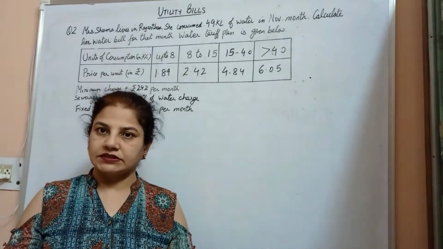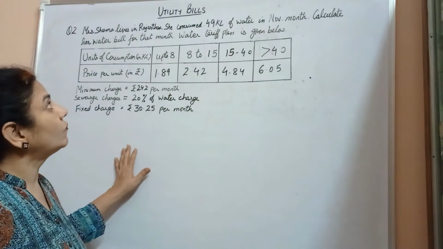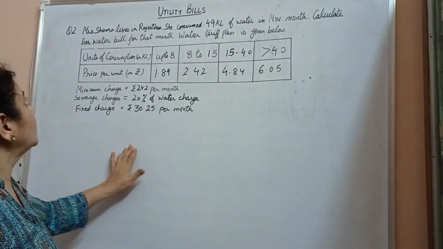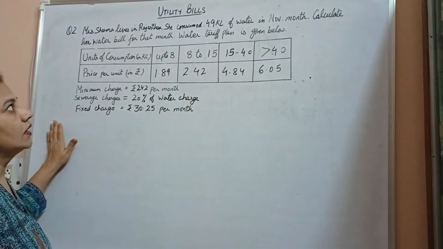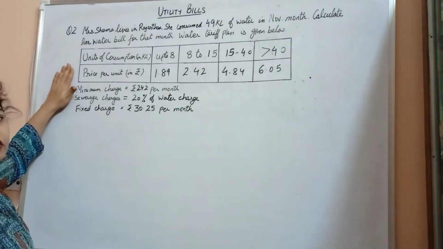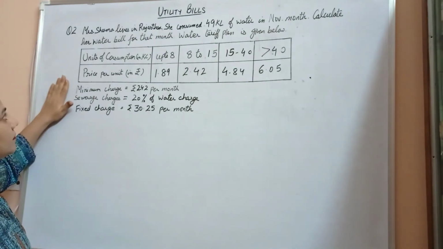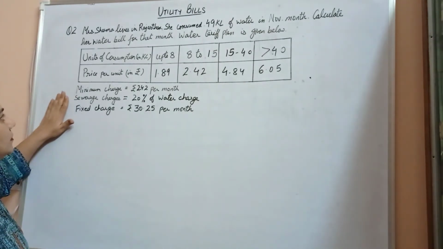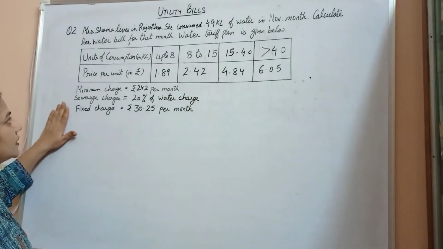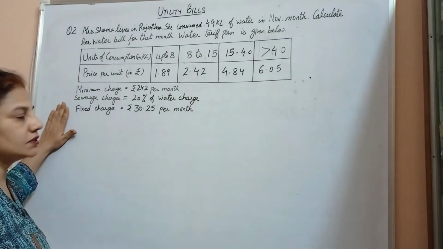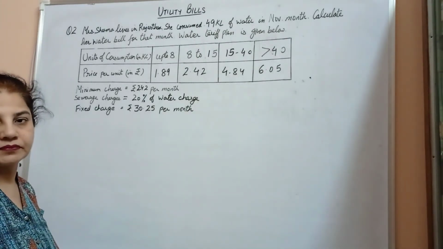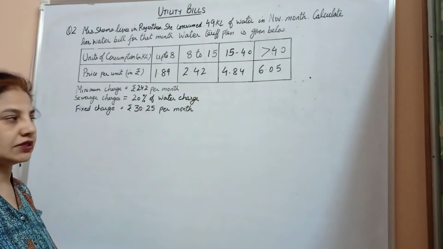Mrs. Sharma lives in Rajasthan. She consumed 49 kiloliters of water in the month of November. Calculate her water bill for that month. The water tariff plan is given to us: unit of consumption in kiloliters, price per unit in rupees. Minimum charge is 242 rupees per month. Sewerage charges are 20% of the water charge and fixed charges are 30 rupees 25 paisa per month. First of all, we calculate the water charges.